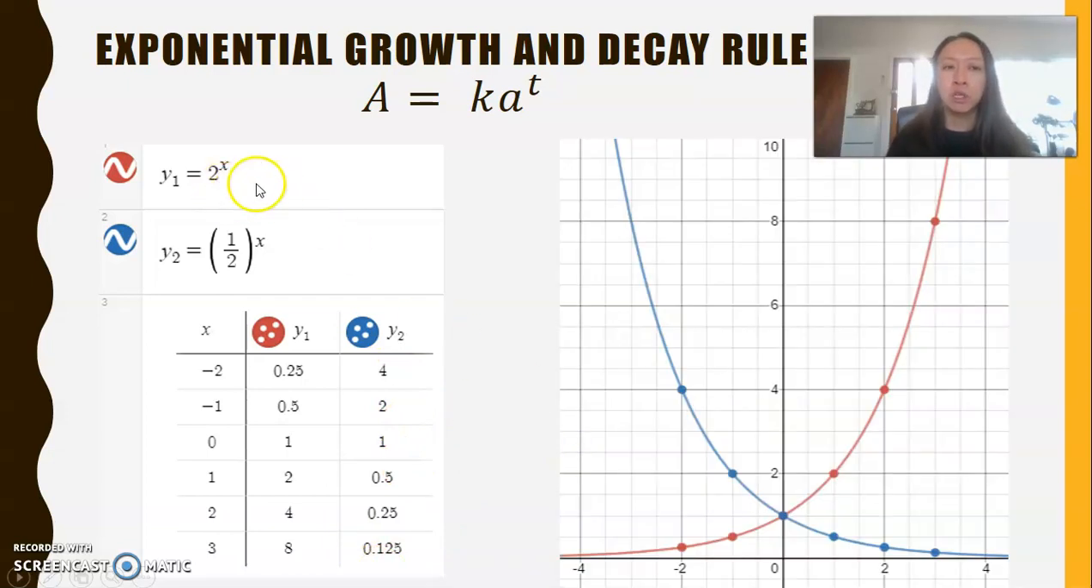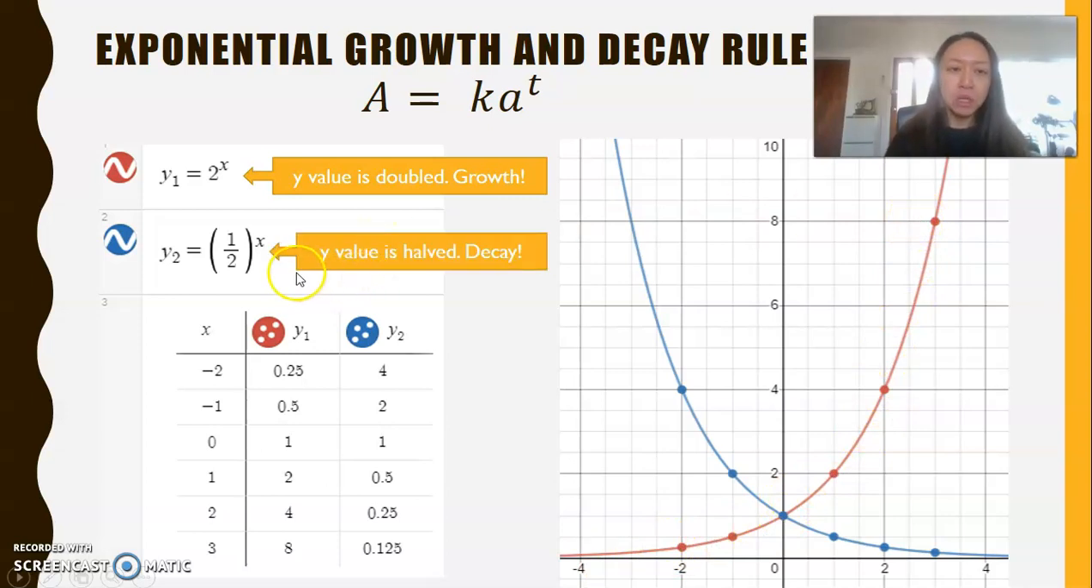The first equation, where the value of y is doubled, is a growth function. We can see from the red curve over here that as the x value increases, the y value will keep doubling, and therefore we have a growth curve. If we look at the second function, as the x value increases, the y value halves. So it's a decay, because you can see that as the x value increases, the y value will keep halving itself. So it's a decay curve.